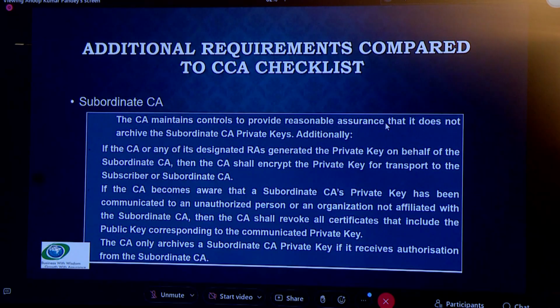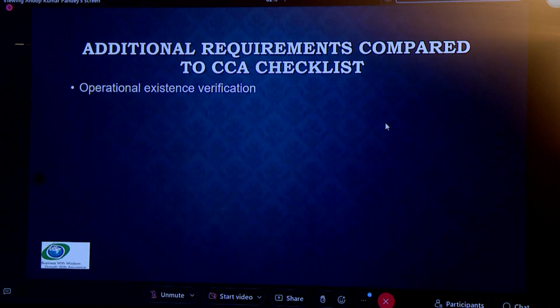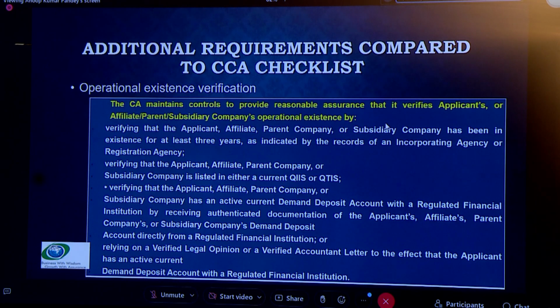This is about subordinate CA. It basically maintains that the private key has not been compromised by an unauthorized person. Currently, who can report any issues? It's only the subscriber who can do that. But now when you incorporate subordinate CA, it also should be able to do that. Revocation can also come from it.